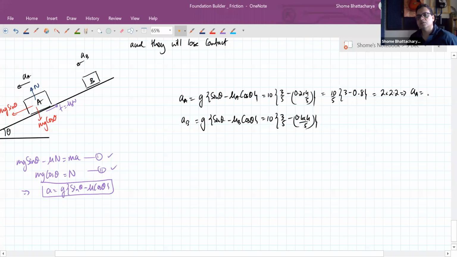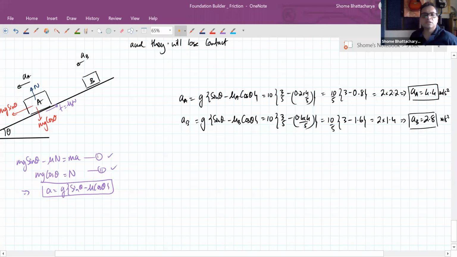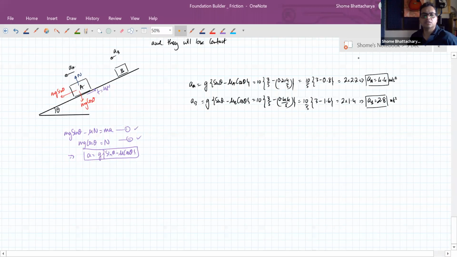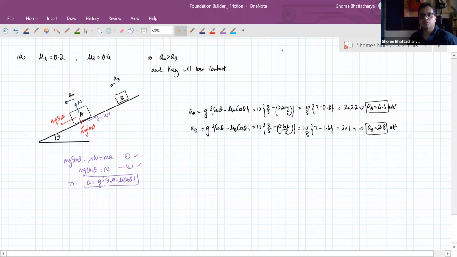So acceleration of A is coming out to be 4.4 meters per second square. And so that's what's happening in this particular case, when the coefficient of friction of A is 0.2 and the coefficient of friction of B is 0.4.